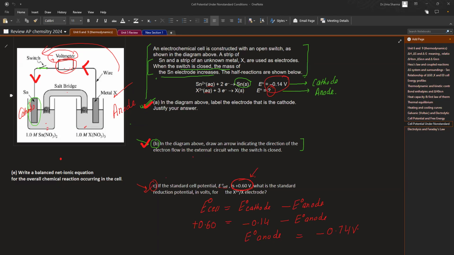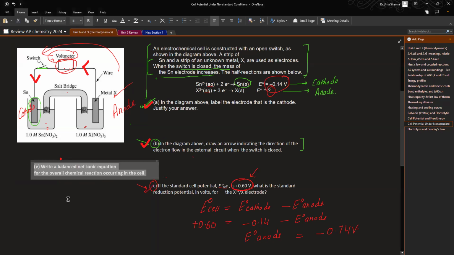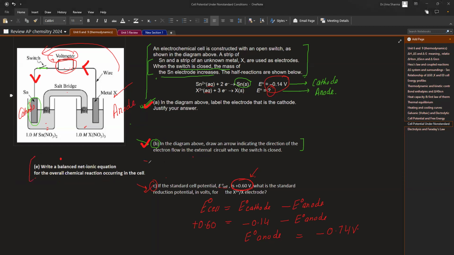Can we do this part now? We already know what is anode and what is cathode. This part, we are doing the E part. Now write down the equation the way it is needed. Cathode, you are going to write as such, it is reduction. Anode, you are going to write in the reverse manner. Anode is oxidation. So X metal.